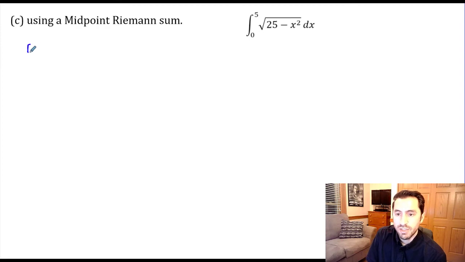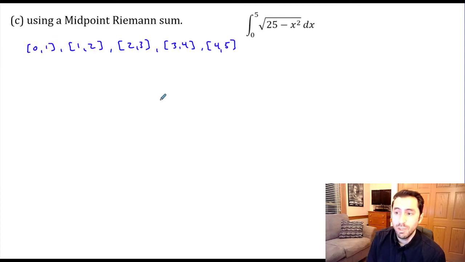So let me just jot down our intervals again. Now for the midpoint Riemann sum, we are going to be using the midpoint in each of these subintervals. So the midpoint between 0 and 1 is going to be 1/2. In between 1 and 2 will be 3/2. Here we're going to have 5/2, and so on, 7/2, and lastly 9/2, or 4.5.